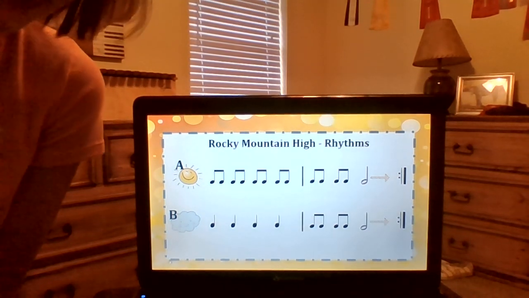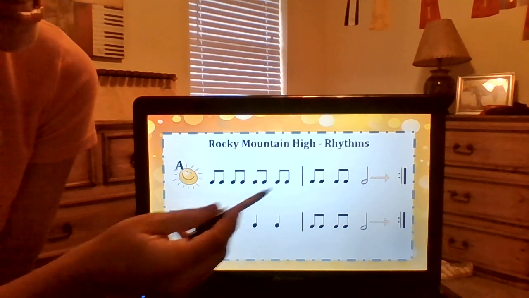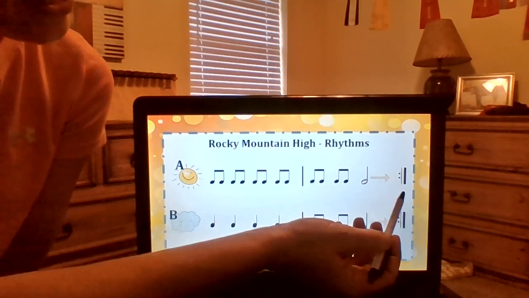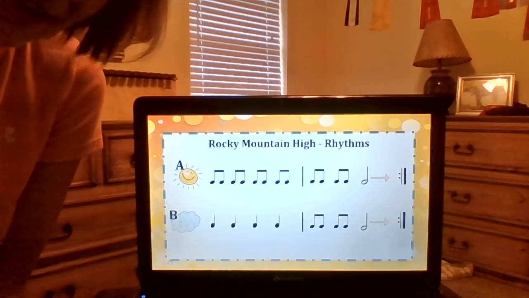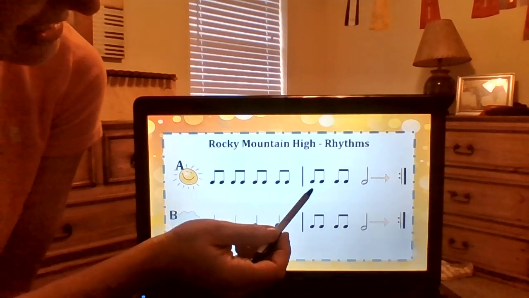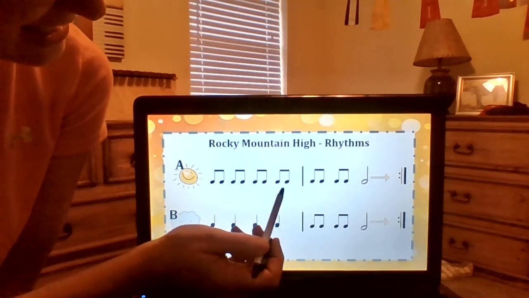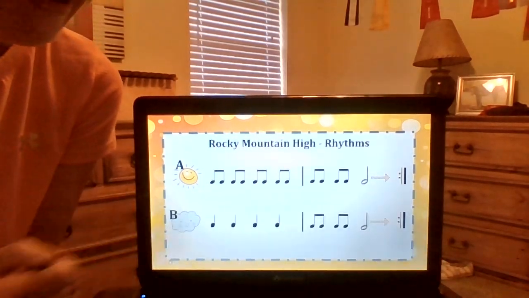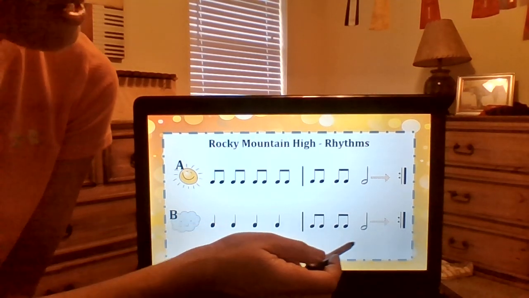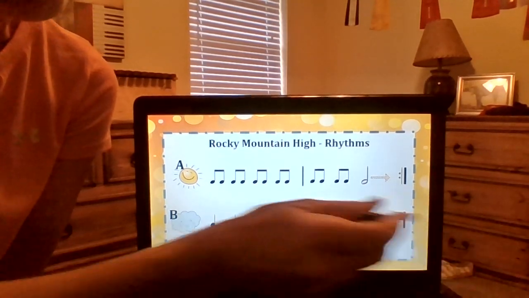Now, do you think you could read the note names along with me? Instead of saying the lyrics, could you read the TIs, the TAs, and the half notes? Let's try it. Section A first. And don't forget, we're going to repeat it because this little symbol right here, that repeat sign, is telling us to repeat it. So if I was reading, I'd go ti, ti, ti, ti, ti, ti, ti, ti, ti, ti, ti, ti, ta. Repeat it. Ti, ti, ti, ti, ti, ti, ti, ti, ti, ti, ti, ti, ta. And section B. Ta, ta, ta, ta, ti, ti, ti, ti, ta. Ta, ta, ta, ta, ti, ti, ti, ti, ta.